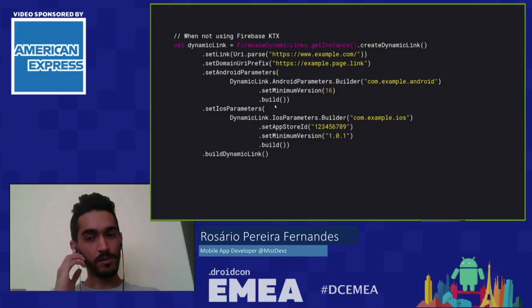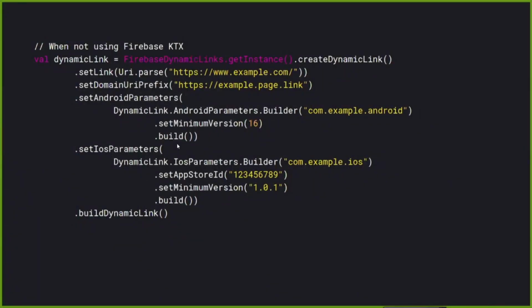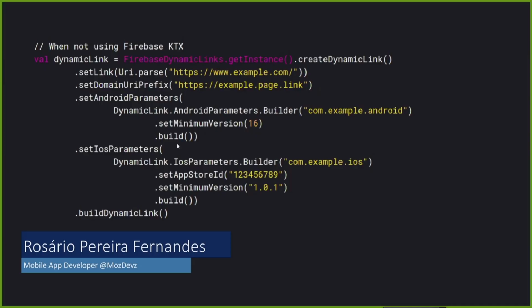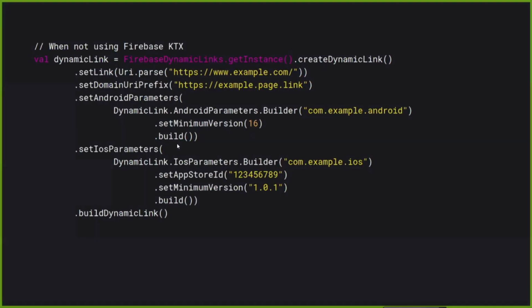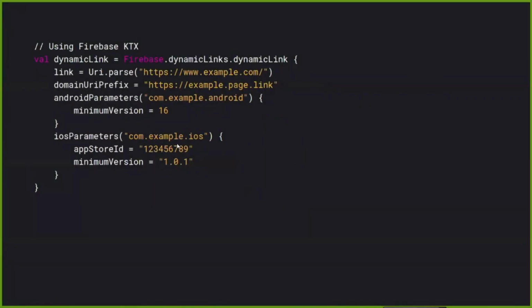So here's an example of what it looks like to use the Java SDK. Basically, you have a builder there. I think this is very common in Java. But if we use it with the Firebase KTX libraries that we built, this code becomes shorter. So this basically shows what our purpose was when creating those libraries. We were trying to make it more concise, a bit shorter, and more idiomatic for the Kotlin language.